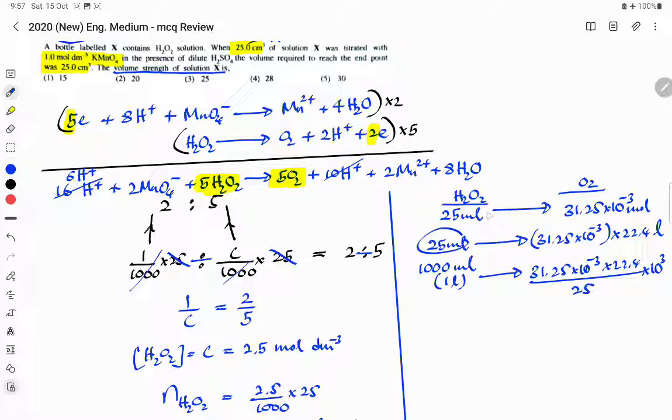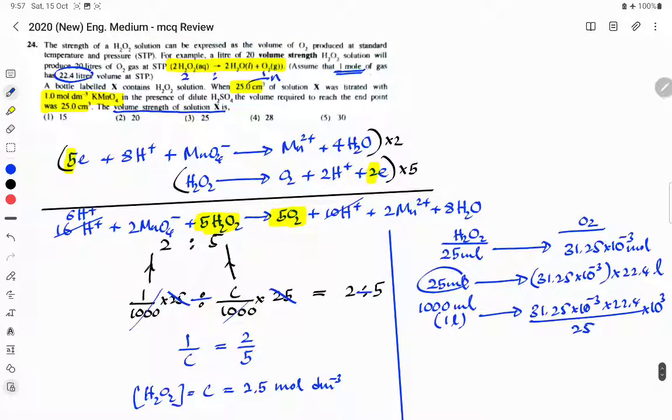Now I'll quickly go through this process again. The volume strength 20 means 1 liter of H2O2 liberates 20 liters of oxygen. So if a particular H2O2 solution, when we take 1 liter of it, liberates maybe 50 liters of oxygen, that means its volume strength is 50 volume. Therefore, we have to calculate how much oxygen can be liberated from this given solution.